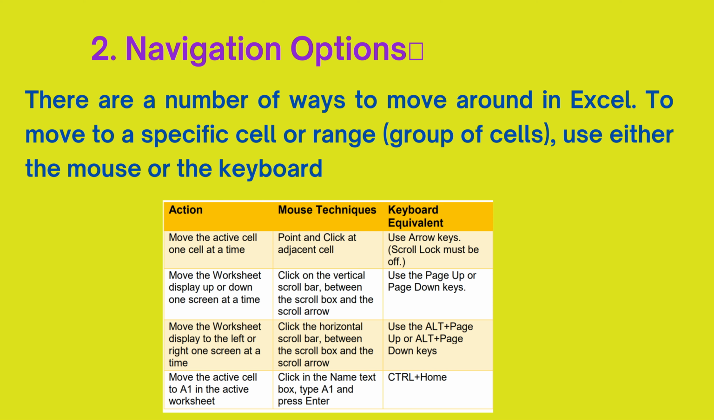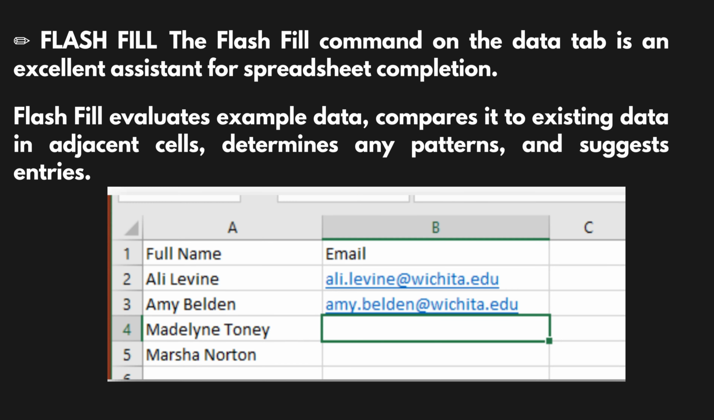Normal, page layout, page break preview. 7. Sheet. Workbooks can contain multiple sheets. Navigation options. There are a number of ways to move around in Excel. To move to a specific cell or range of cells, use either the mouse or the keyboard.